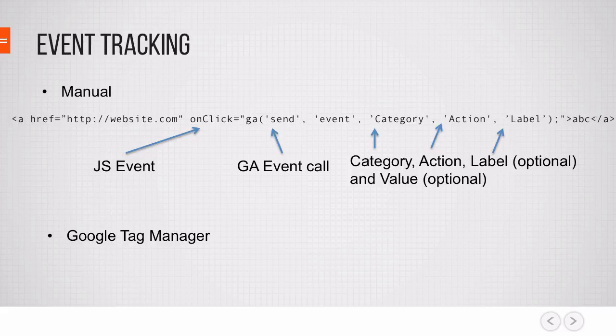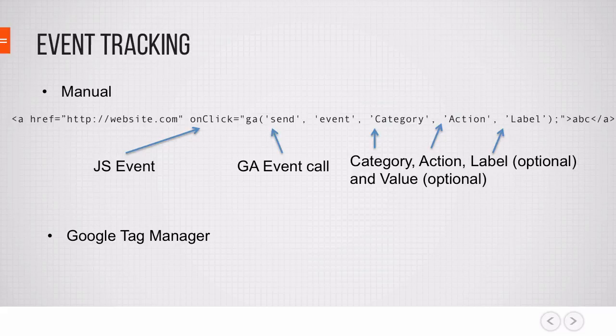So for example, a manual approach would be to install that onto your links, so you'll be able to register if somebody clicked on a link. Important properties are that you need to define a category and action, and optionally you can put a label or value in place. Then you couple that up with a JavaScript event call, and your link is tracked. As soon as somebody clicks on it, it will send over an event to Google Analytics.